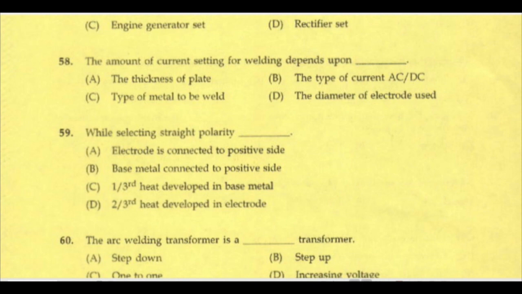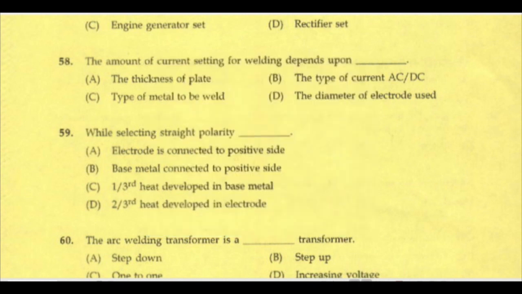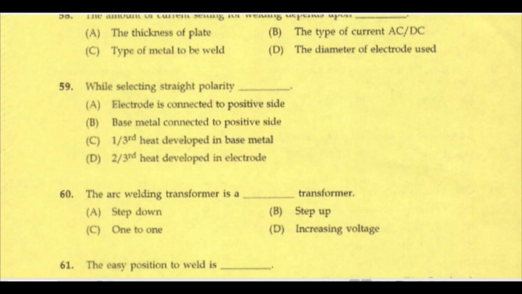While selecting straight polarity, it means direct current electrode negative. So the base metal is connected to the positive. Answer is base metal connected to positive side. The arc welding transformer is a dash transformer. Arc welding transformer is a step down transformer.